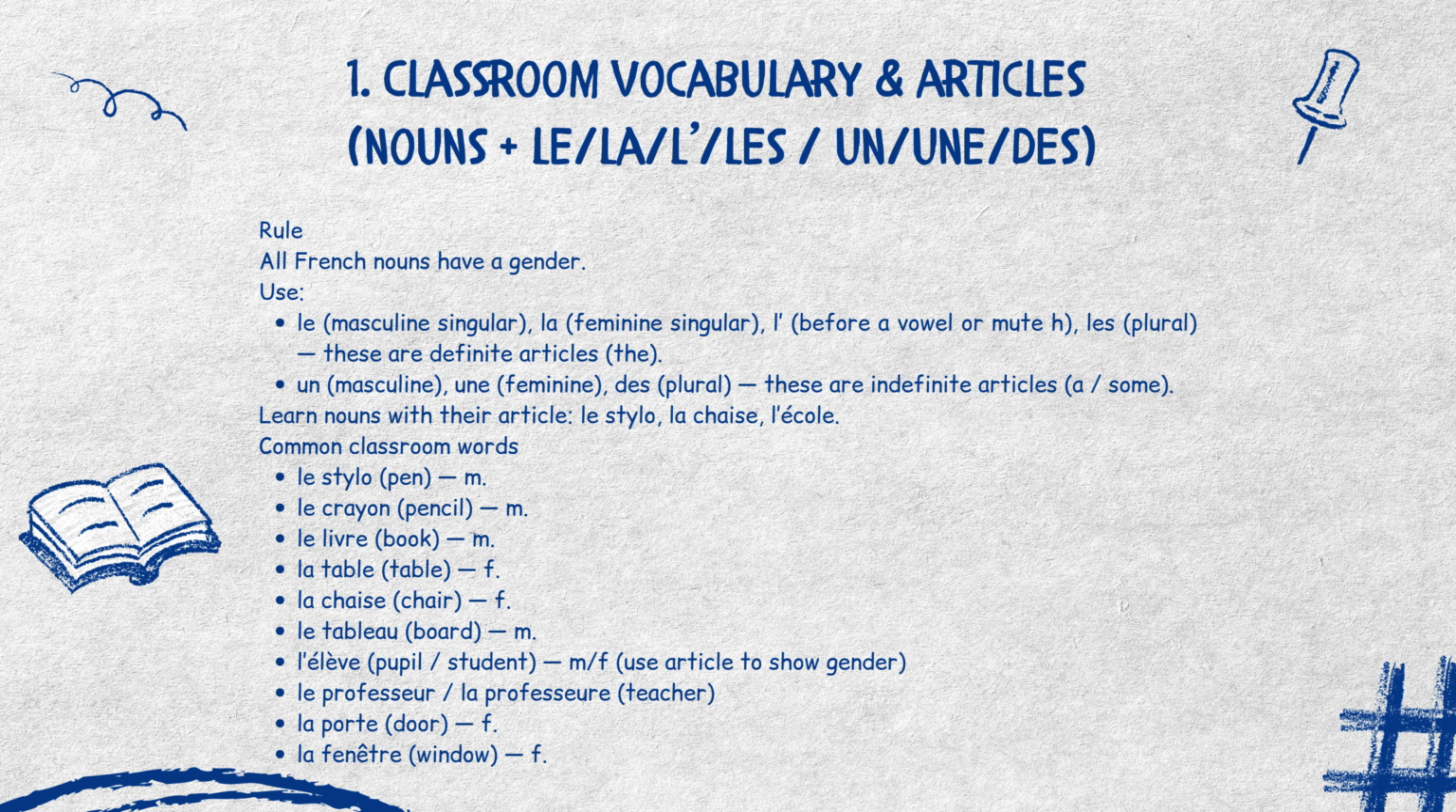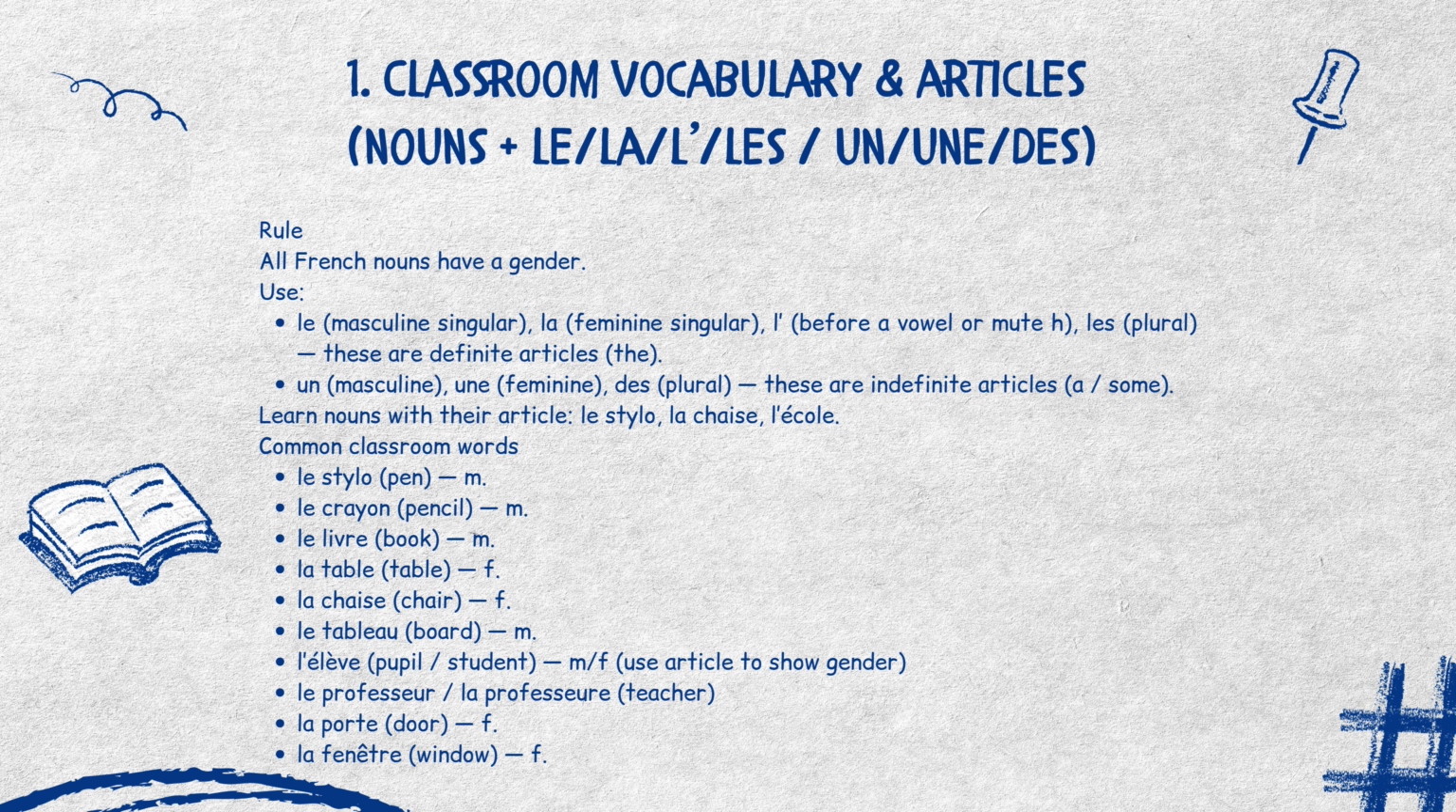Here is a helpful tip. When you learn new vocabulary in French, always learn the noun together with its article. This will help you remember whether it is masculine or feminine. For example, instead of learning just pen or book, learn the pen or the book in French. When you learn table, learn the table. That way, you will always remember the correct gender.